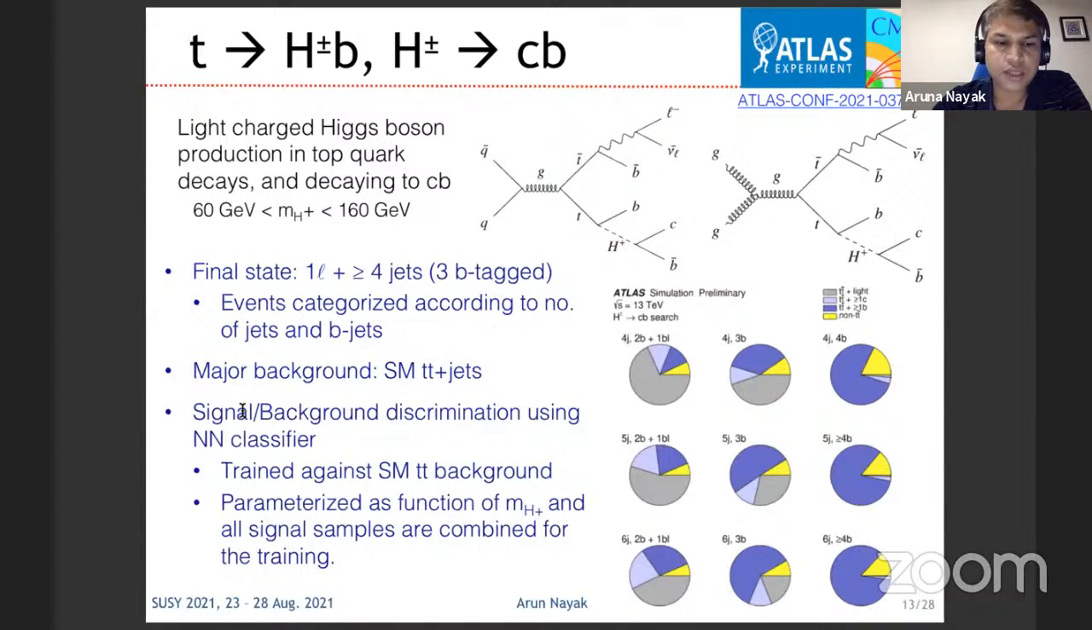In this case, signal and background discrimination is performed using a neural network classifier, which is trained against the standard model t t-bar background. The classifier is parameterized as a function of the mass of the charged Higgs, and for the training, all the signal samples are combined together. Here you see a classification of events divided based on the number of jets and number of b-jets. The different colors show the fraction of backgrounds expected in different categories. Yellow is the non-t t-bar background, and the rest, all three, are other t t-bar backgrounds.